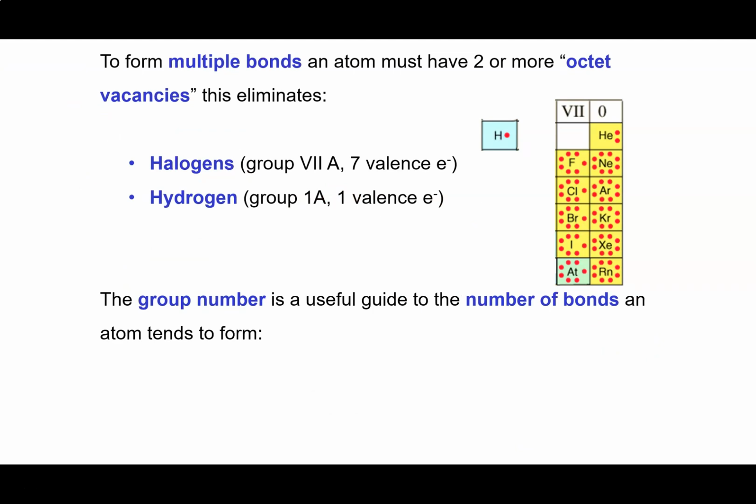Okay, now you probably can recognize fairly quickly that if an atom wants to form a multiple bond, that is, it wants to share 4 electrons or more, then it has to have 2 or more octet vacancies. So that rules out hydrogen from forming double bonds, or triple bonds, and it also rules out any of your elements from group 7A. They simply don't have enough octet vacancies.